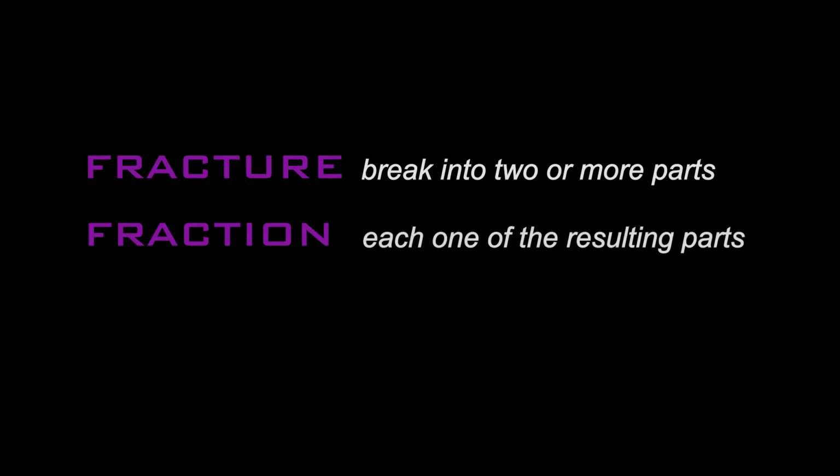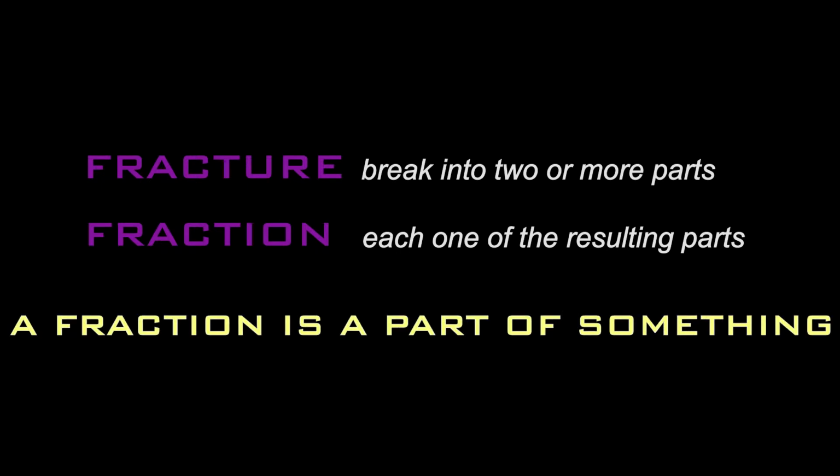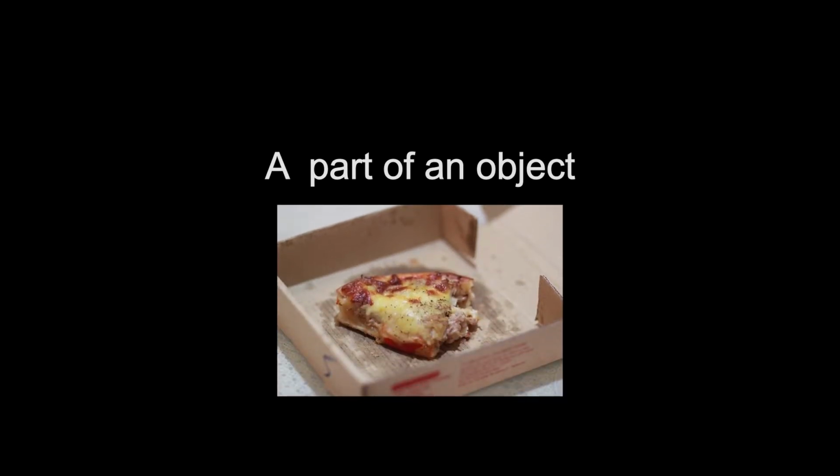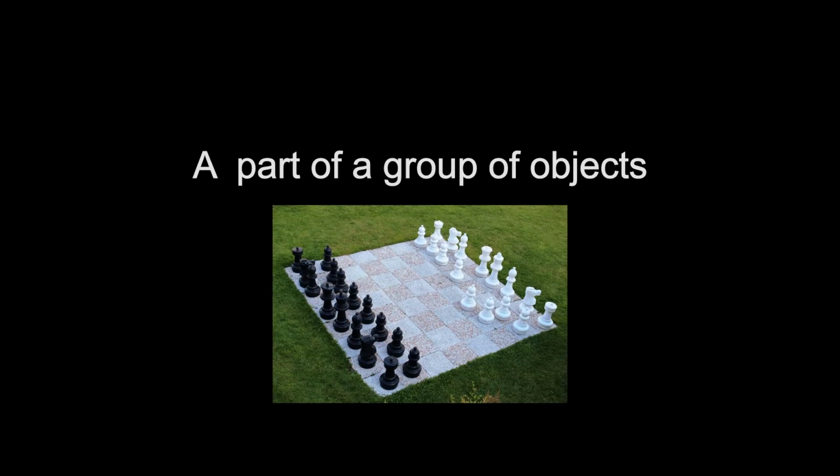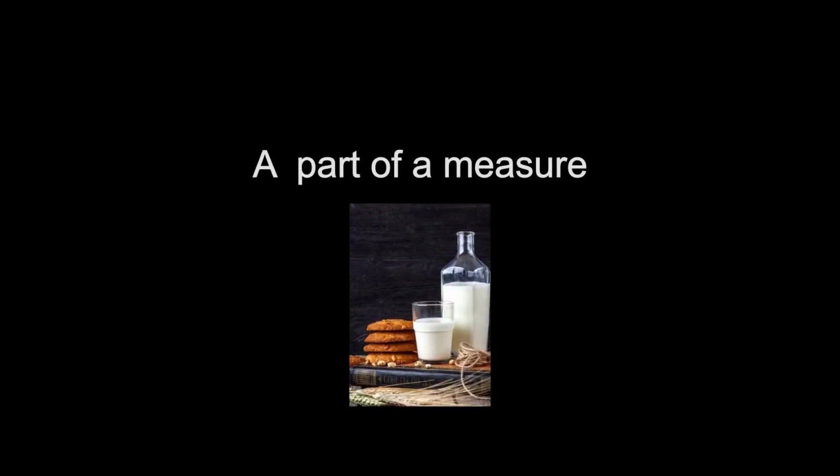The verb fracture means to break into two or more parts. From fracture we get the noun fraction for each of the resulting parts. So from the two words fracture and fraction, we have the understanding that a fraction is a part of something, a part of an object, a slice of pizza, a part of a group of objects, the white pieces of a chess set, a part of a measure, the amount of milk poured from the bottle.